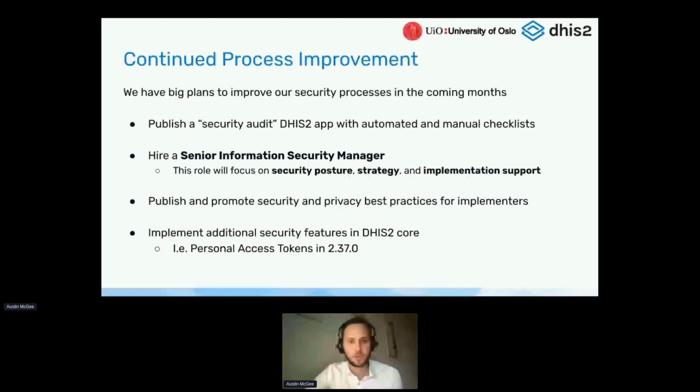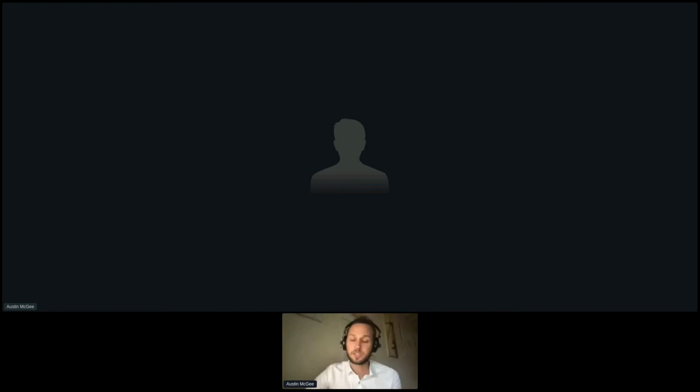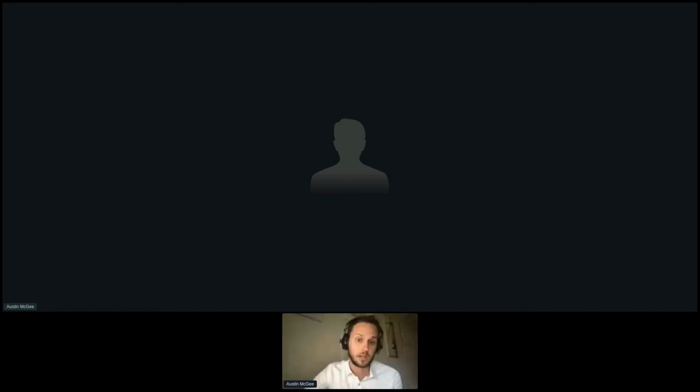We are also making a number of steps towards increasing the security presence at the University of Oslo core team. One of the major ones there is to hire a dedicated senior information security manager who will take on a little bit of the role that I've stepped into and be focused on managing security and advocating for it in the larger community. We're also implementing security features and practices for implementers.